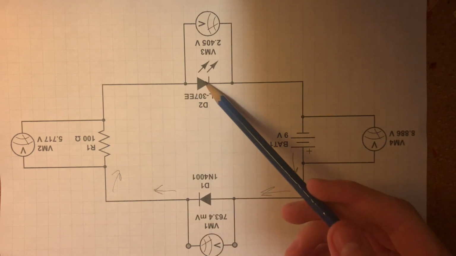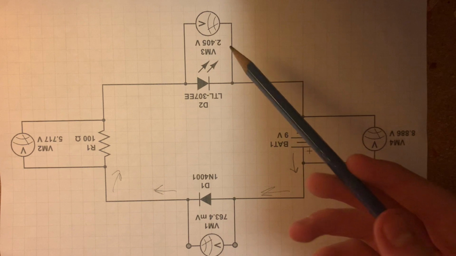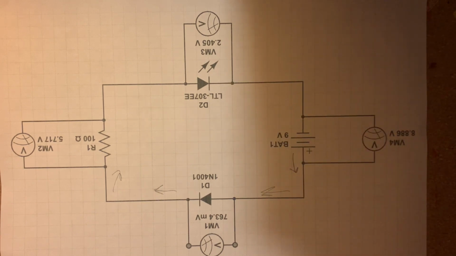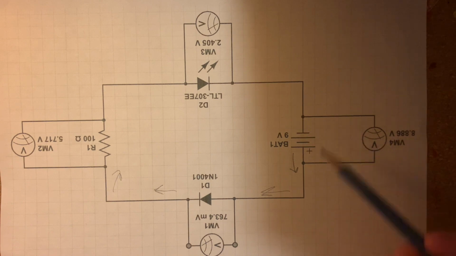Going down to the LED. The LED uses about 2.4, which is what it wants. And of this 2.4 volts, that lets it be bright, but not too bright. Then the current comes back into the negative terminal of the battery, and the circuit is completed.